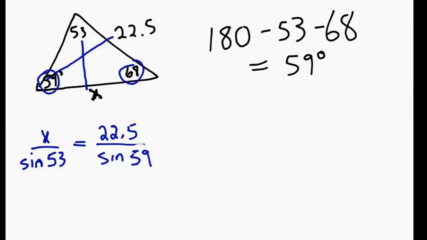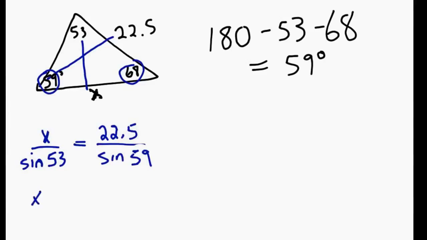So you can see I really didn't use A's, B's, or C's the way the formula is, which is fine. You just have to make sure you follow the same pattern. So side divided by the angle across from it equals the side 22.5 divided by that angle across from it. And once you've got that set up, you're good to go to cross multiply.